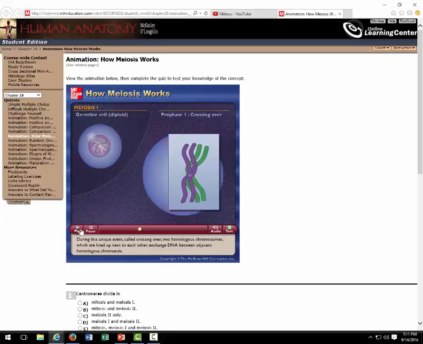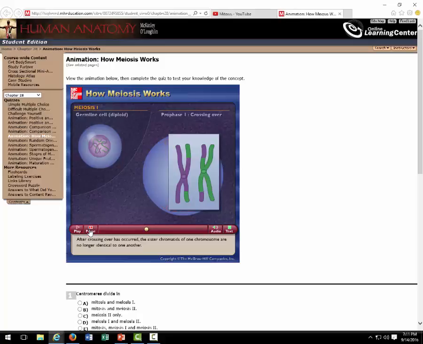During this unique event, called crossing over, 2 homologous chromosomes, which are lined up next to each other, exchange DNA between adjacent homologous chromatids. After crossing over has occurred, the sister chromatids of 1 chromosome are no longer identical to one another. So this process is called crossing over.